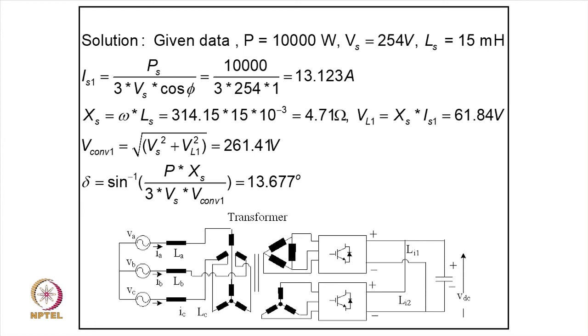Considering power factor unity, it comes 13.123, and the reactance for the given 15 millihenry we can find out. The reactance comes 4.71 ohm, and the inductor drop for fundamental voltage will be XL into IS1. And now, we can find out the fundamental converter voltage by this relation, VSC square plus VL square. For unity power factor, these two voltages will be at quadrature.